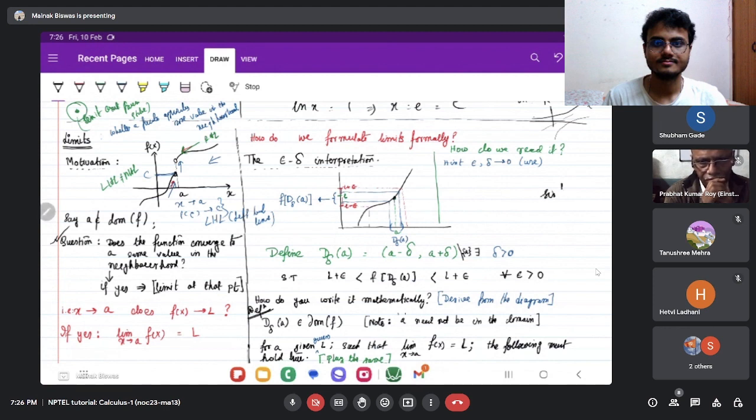Sine of 1 by x. As x tends to infinity, does this approach a particular value? Or you can say as x tends to 0, does it approach a particular value?